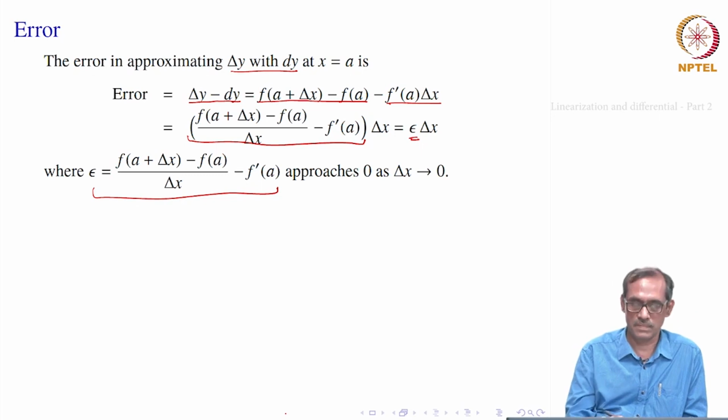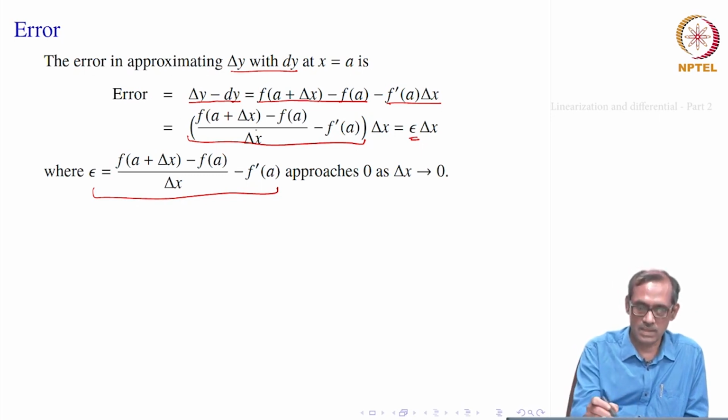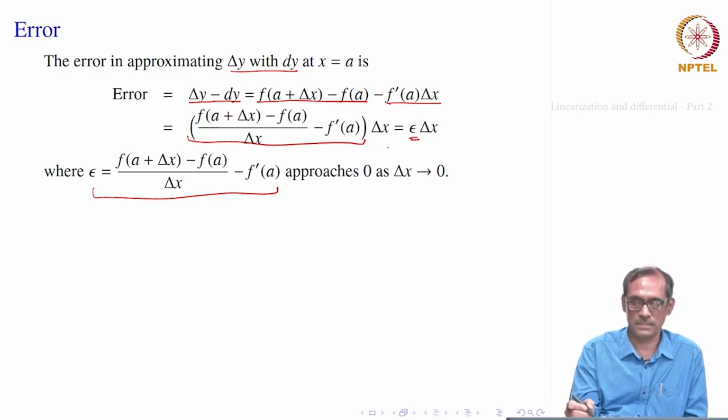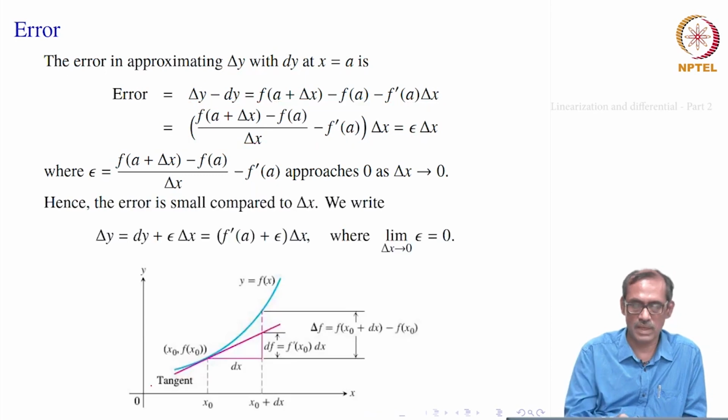When delta x goes to 0, you see that the error is of a bit higher order than delta x. It is equal to something times delta x, where when delta x goes to 0, that something also goes to 0. So, the error is of higher order than delta x, not just linear like delta x, it can be delta x square or something like that. So, it says that it is epsilon times delta x, where limit of epsilon as delta x goes to 0 is 0. That is how the error looks.